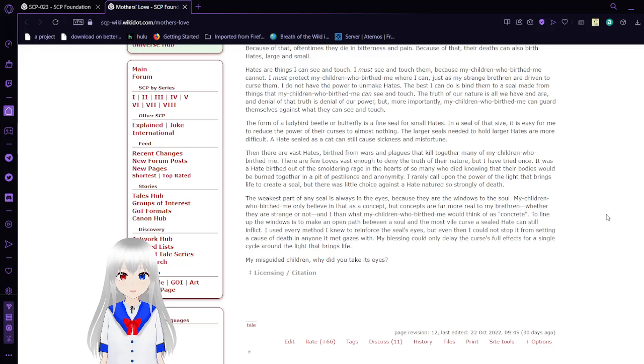I used every method I knew to reinforce the seal's eyes, but even then I could not stop it from setting a cause of death on anyone it meets gazes with. My blessing could only delay the curse's full effects for a single cycle around the light that brings life. My misguided children, why did you take its eyes?